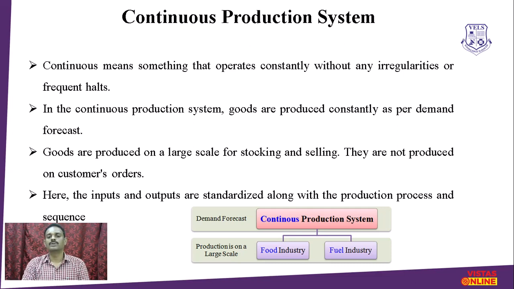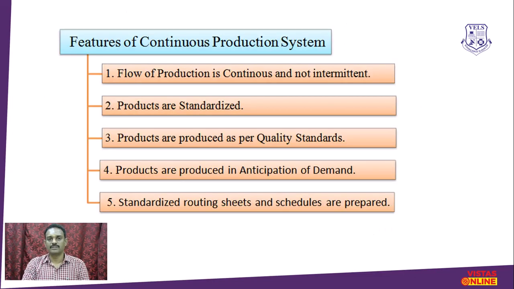The inputs and outputs are standardized, along with the production process and the sequence of order. These are the features of the continuous production system. The flow of production in a continuous production system is continuous, and not intermittent or at irregular intervals. The products are standardized. The products are produced as per the quality standards, as well as in anticipation of demand. Already we discussed they are producing a product based on future demand predictions. Standardized routing sheets and schedules are prepared under the continuous production system.